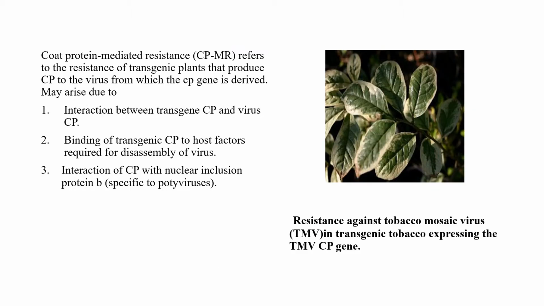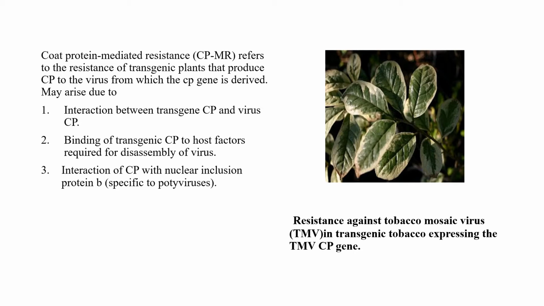Coat protein mediated resistance refers to the resistance of transgenic plants that produce the coat protein of the virus from which the coat protein gene is derived. It may arise due to the interaction between the transgene coat protein and the virus coat protein. The second is the binding of transgenic coat protein to the host factors required for disassembly of the virus. The interaction of the coat protein with the nuclear inclusion protein B is specific to potyviruses.